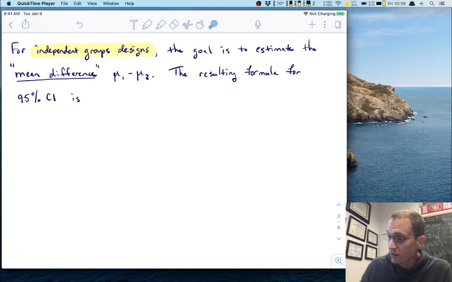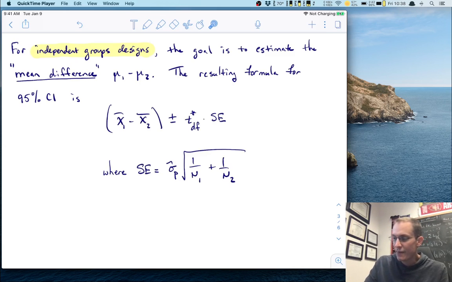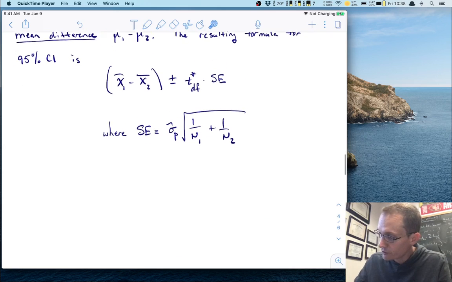So the resulting formula for that CI is very similar to what we've already seen. Instead, though, we have two sample means. So we're going to take the difference in those sample means, and then we'll just say plus or minus t star df times the standard error. But this time, the standard error is given to us as this guy. Okay. So let's work out one more problem and see how things change here. Not much really changes, just some of the specific calculations.